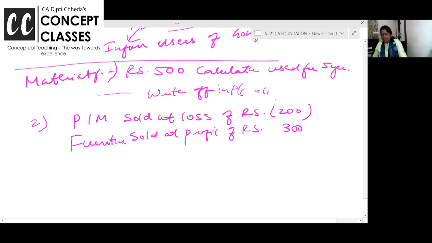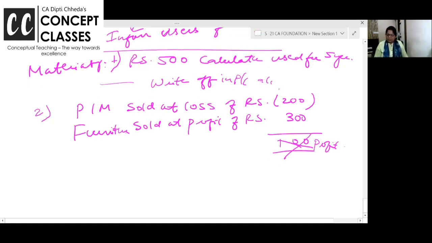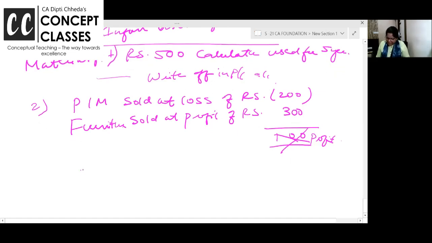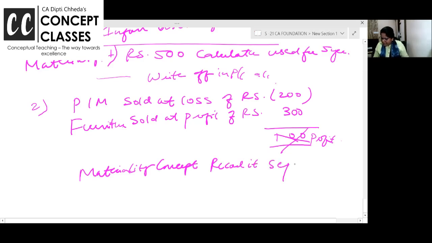You can't say, ma'am, there is a profit in furniture and a loss in plant and machinery, so let us adjust both and we will write 100 rupees in the P&L account. If I say 100 profit in the P&L account, the answer is wrong. I hope you are getting it. Materiality concept says what? Record it separately.